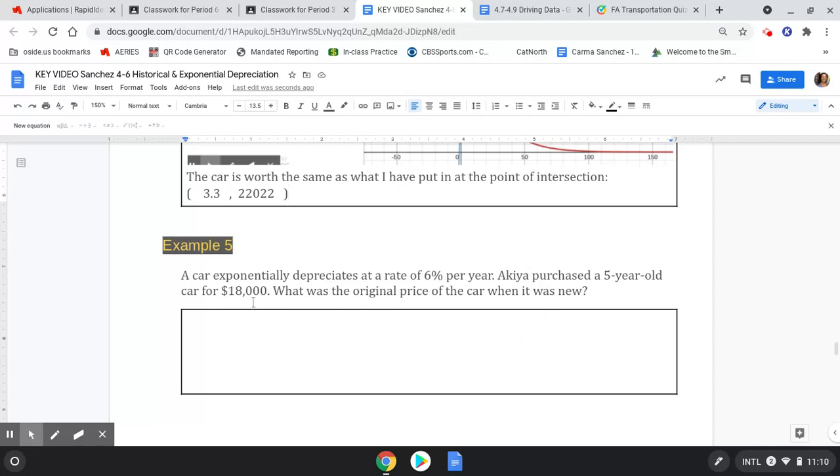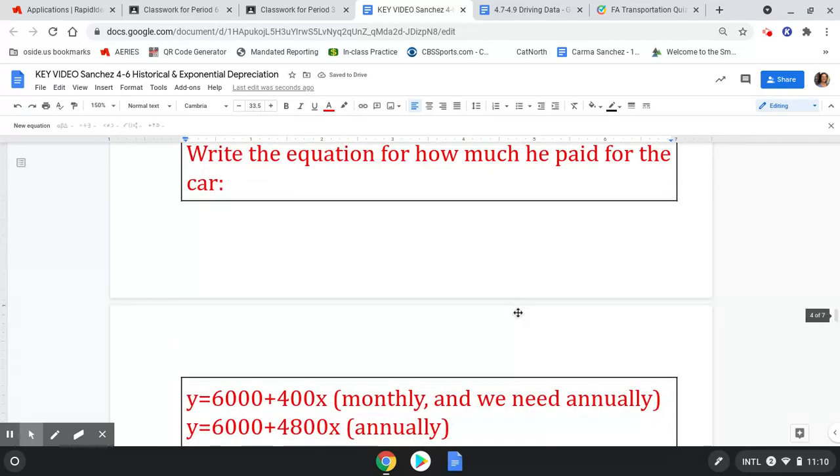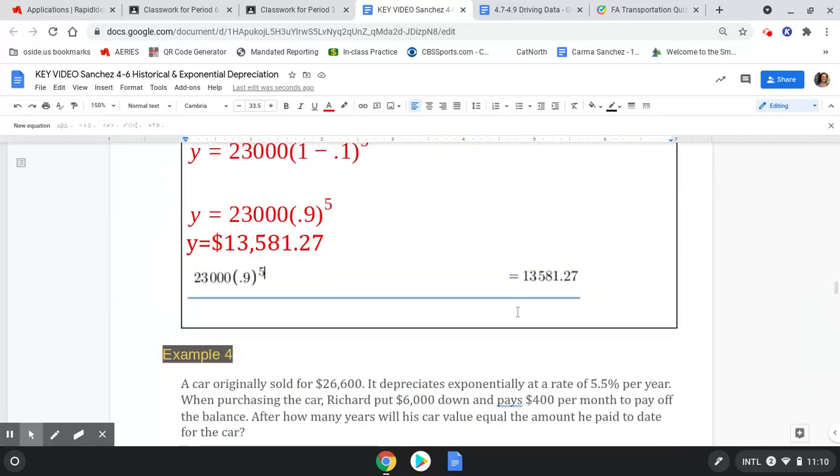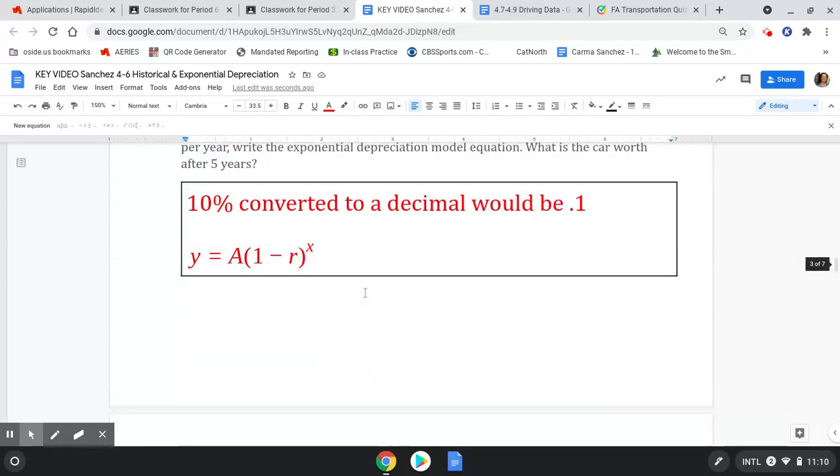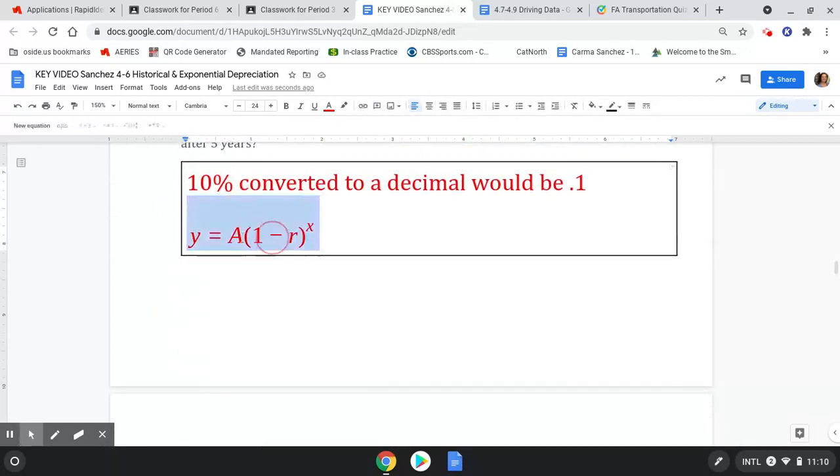Okay, a car exponentially depreciates at a rate of 6% per year, and a Kia purchased a 5-year-old car for $18,000. What is the original price of the car? This is an output problem. Instead of giving us the input, they're giving us the output, and we have to figure out the rest. So real quick, I'm going to go back up here and copy and paste just to save myself some time on this equation.